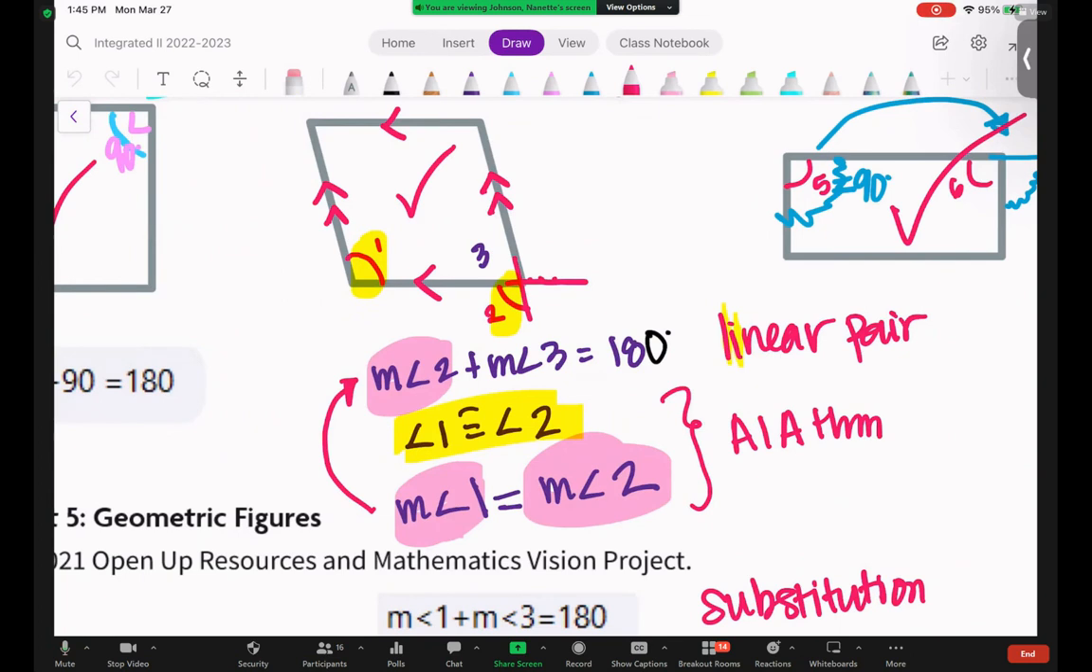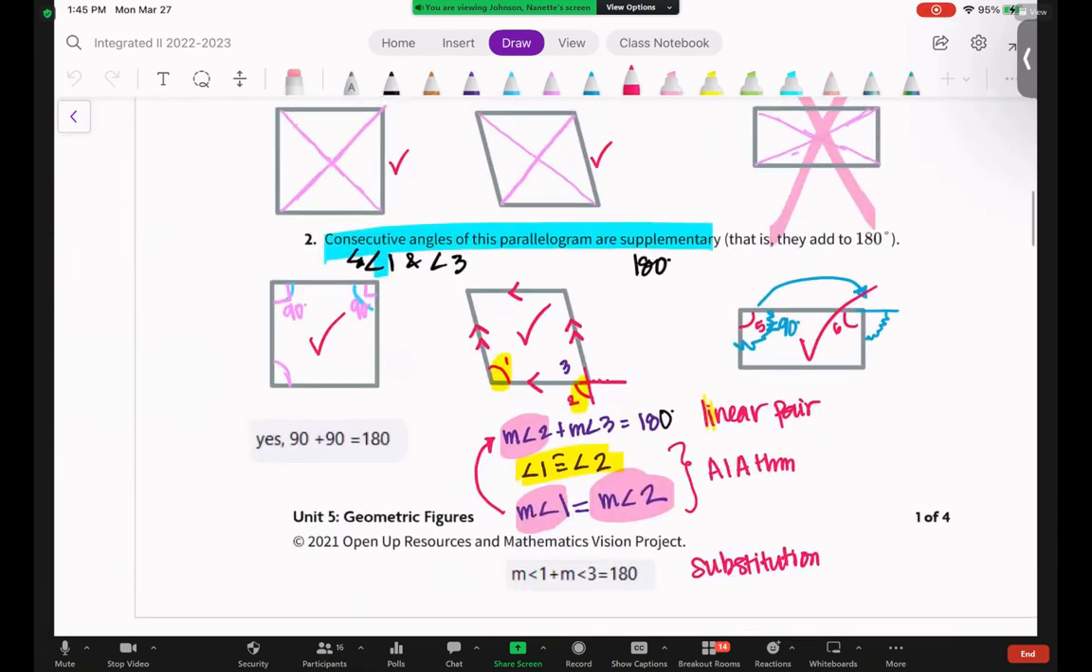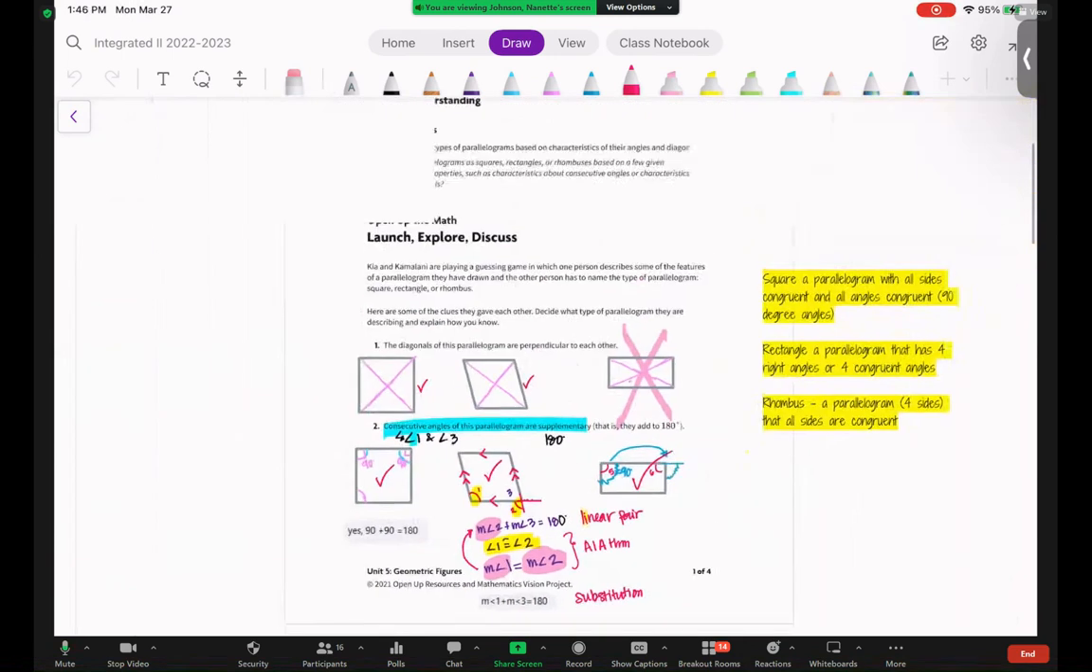I keep seeing linear pair over and over again. I keep seeing the alternate interior angles. Okay. So there's these chunks of proofs that you'll see over and over again. Does that make sense? Okay. So with that, I'm going to have you guys start.